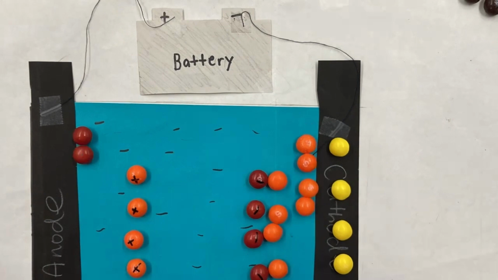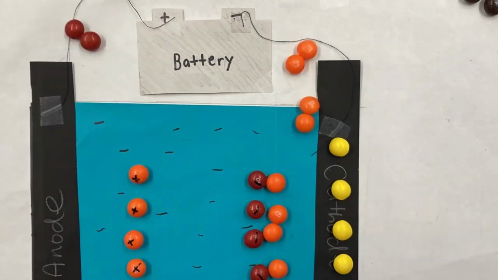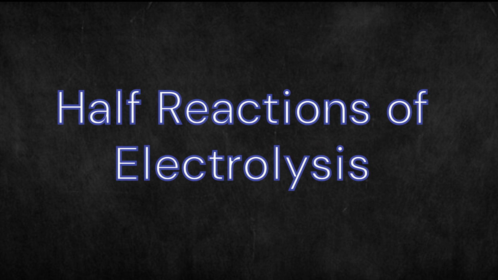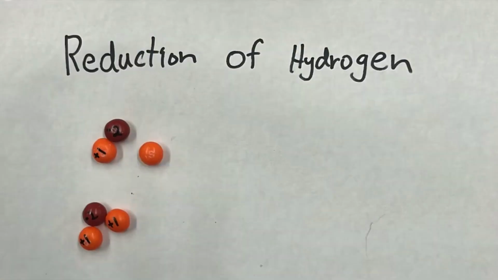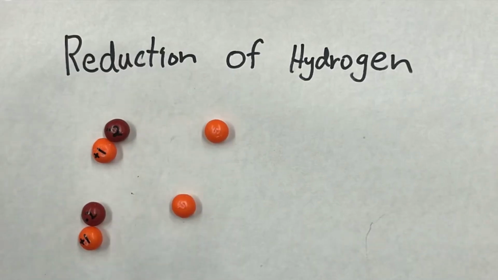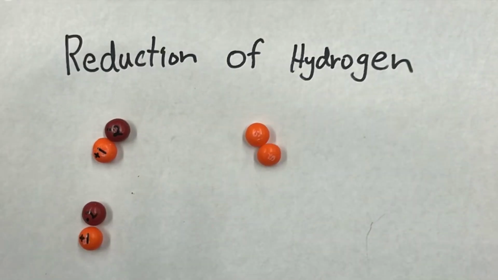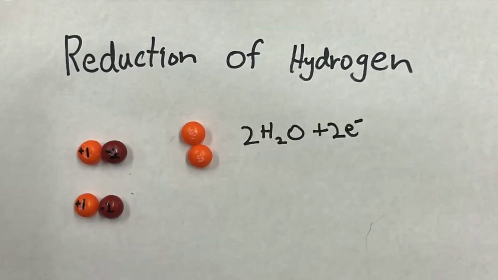During electrolysis, there are 2 times more hydrogen gas formed than oxygen. Now let's look at the half reactions of electrolysis in more depth. In the reduction of hydrogen, one electron is added into the hydrogen atom, causing it to separate from the water molecule, forming hydrogen gas. This is the equation.